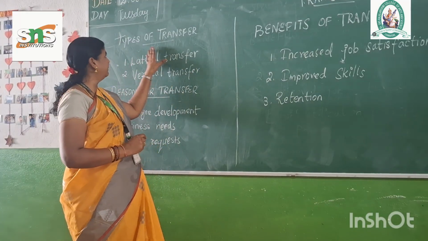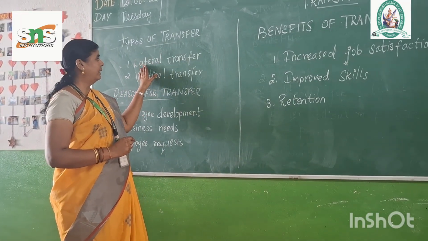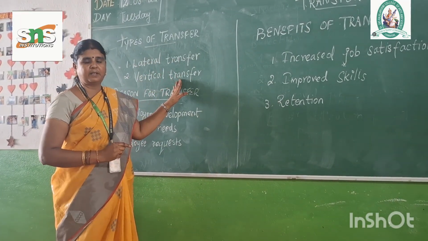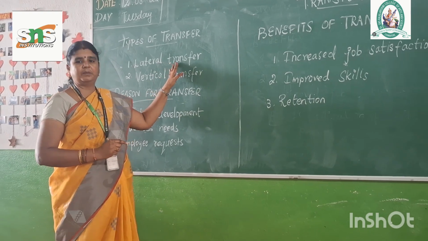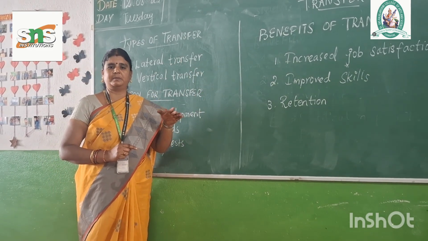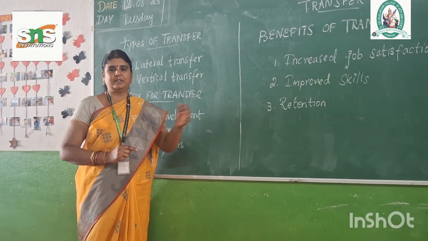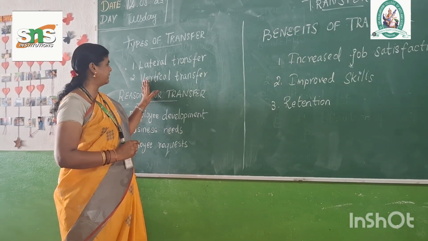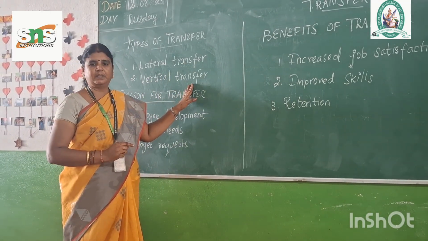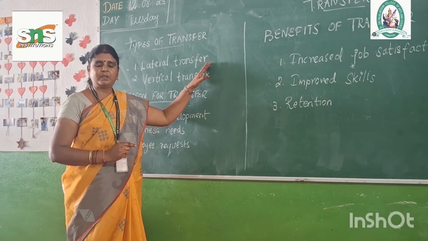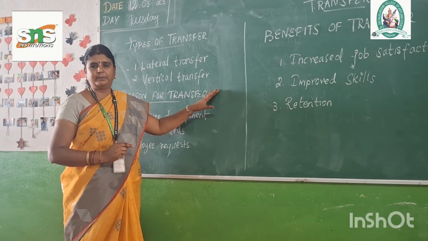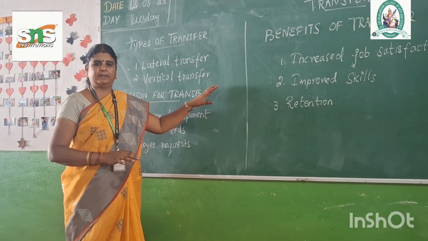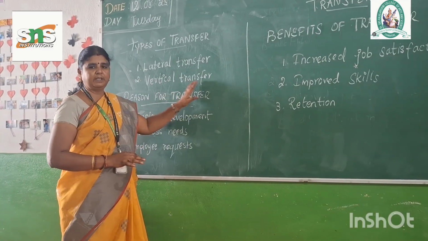So that is the types of transfer: lateral transfer and vertical transfer. Lateral transfer is nothing but moving from the present place to other places, which is called a lateral transfer. Vertical transfer may be to a high position or a low position, with the same responsibilities and same authorities. This is called a vertical transfer.